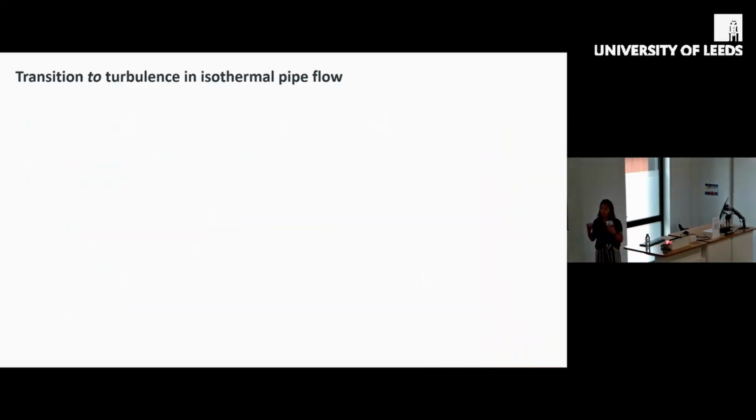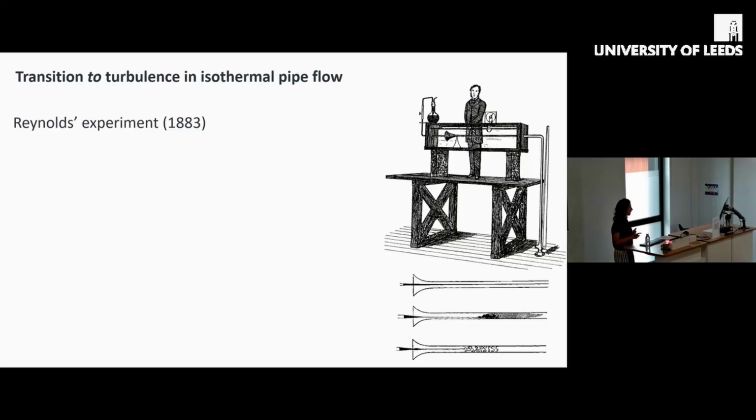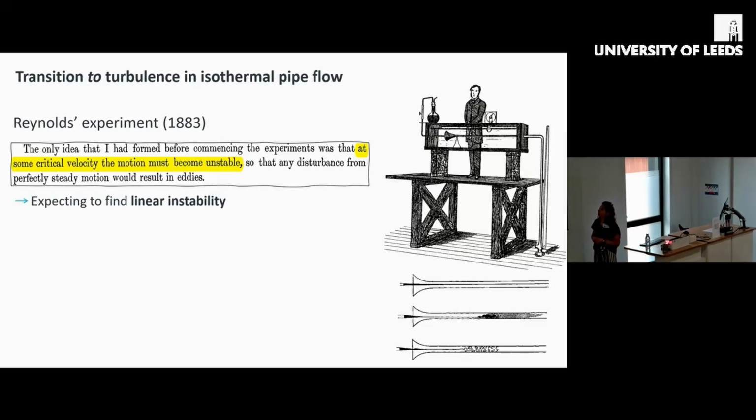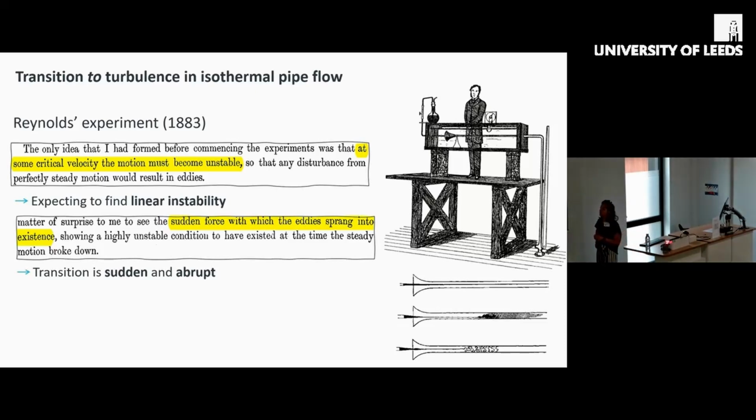Okay, but before talking about heated pipe, I have to go back to the isothermal pipe flow case. And of course, I need to mention Reynolds' experiments. So as I'm sure you're all familiar with, Reynolds was already surprised, as he writes in his paper. He was expecting to find a linear instability of the laminar base flow, through which the flow gradually and increasingly becomes more chaotic and then leads to turbulence. But instead, what he found was that transition was occurring in a quite sudden and abrupt way.